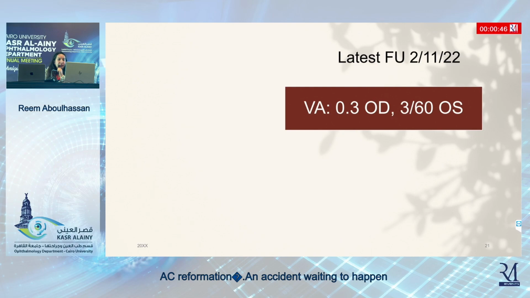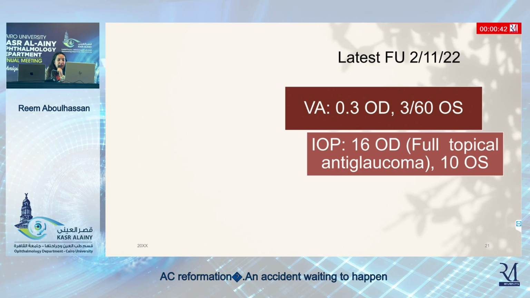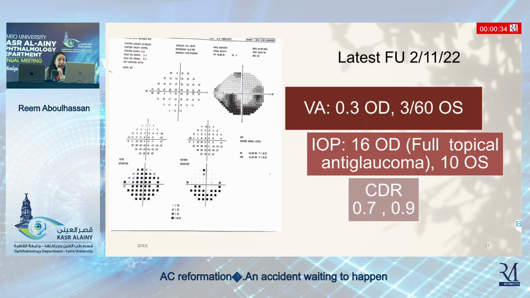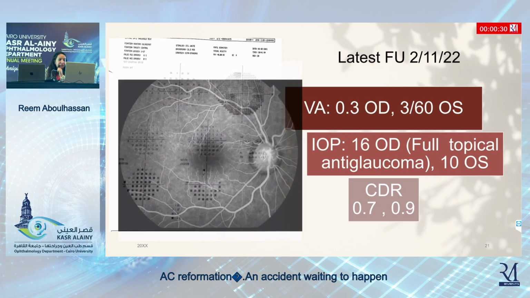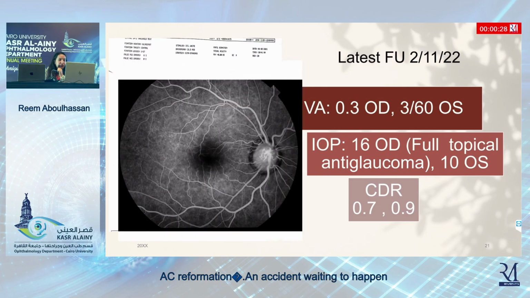Her latest follow-up in November revealed a visual acuity of 3/6 in her left eye. Her intraocular pressure was 16 in her right eye on full anti-glaucoma treatment and 10 in the left eye with no treatment. And her cup disc ratio is stable. And this is her last visual field in her right eye. In the presence of the optociliary shunt, we can detect that this field defect is maybe due to an ischemic insult, not the glaucoma.